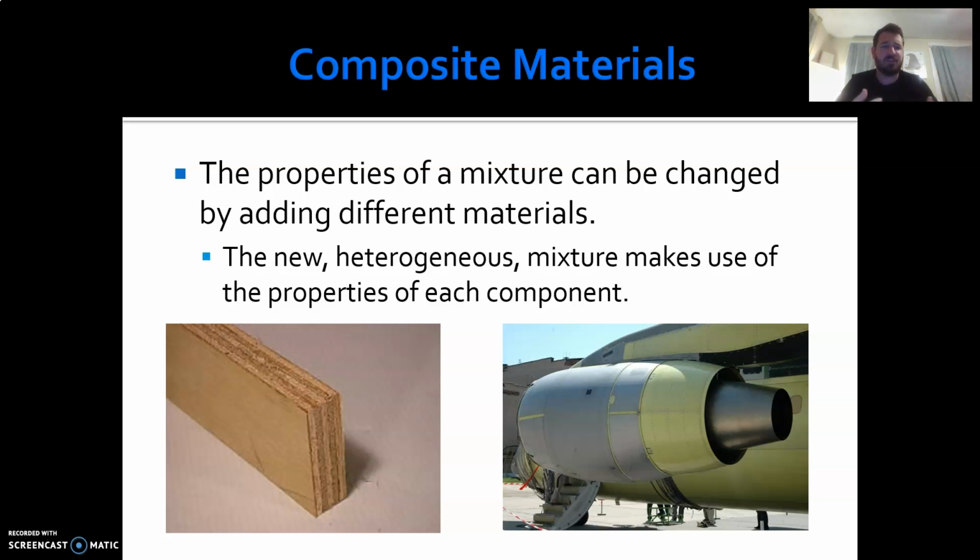And we will test different things to see, right, if making a composite material changes some of the physical properties of that substance. Right, so a composite material is when the properties of a mixture can be changed by adding different materials. So we're putting multiple materials together. And this creates a new heterogeneous mixture that makes use of both properties of each component.